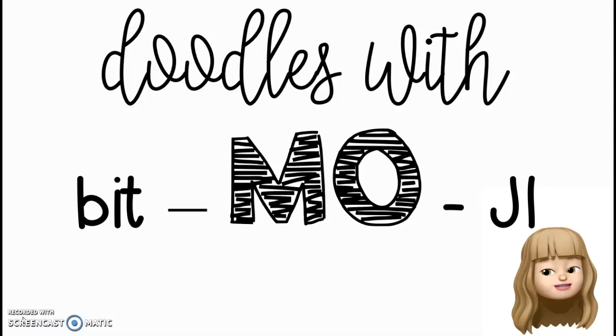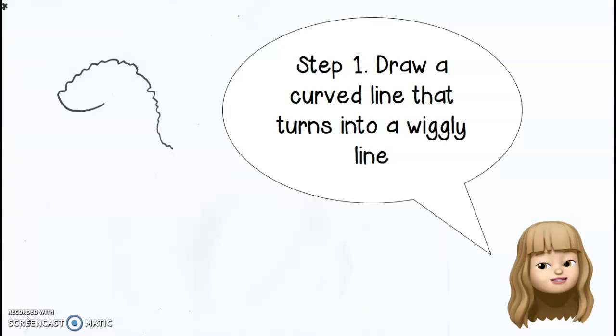We're going to be drawing a new character today, so let's get started. Step 1 is to draw a curved line, and then meeting from the top of that curved line, draw kind of a wiggly line around and down.